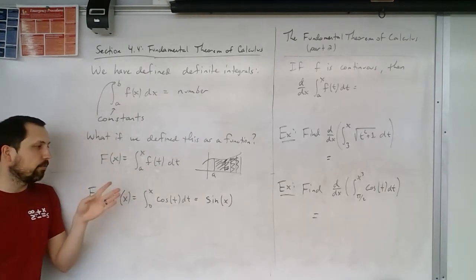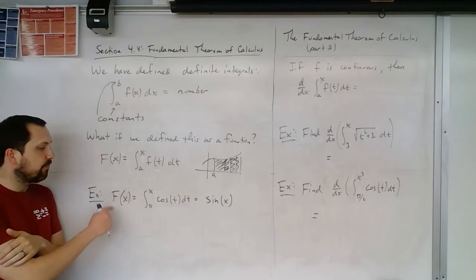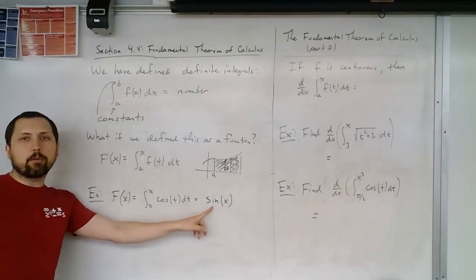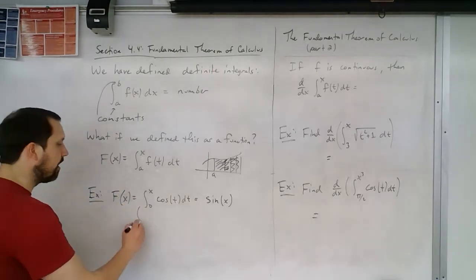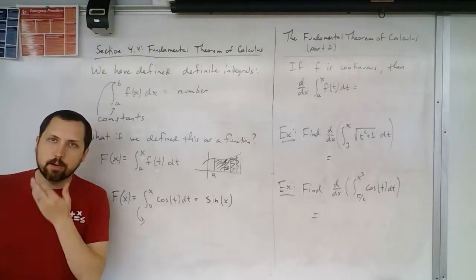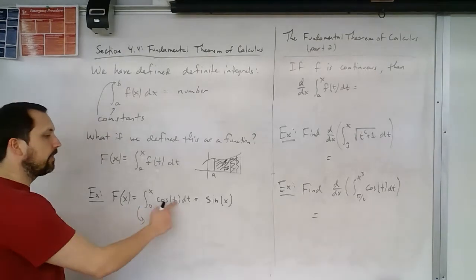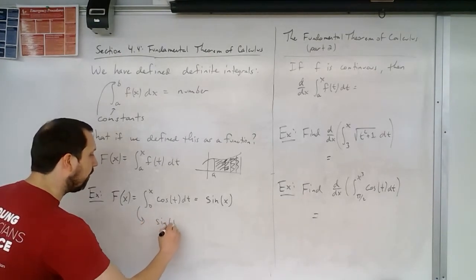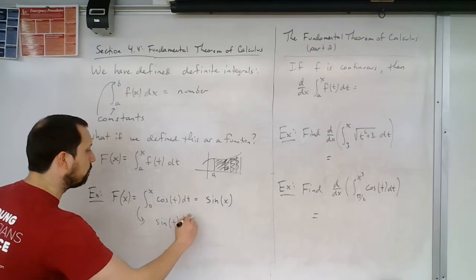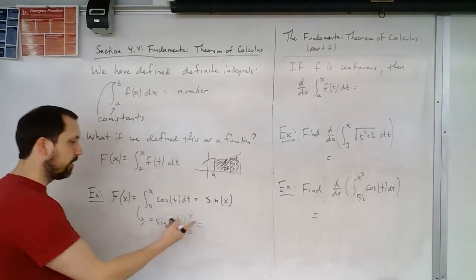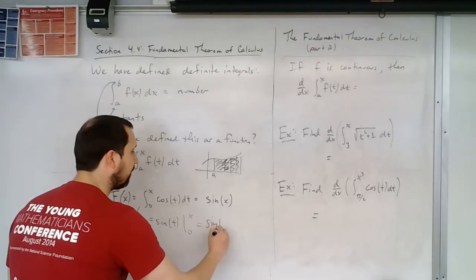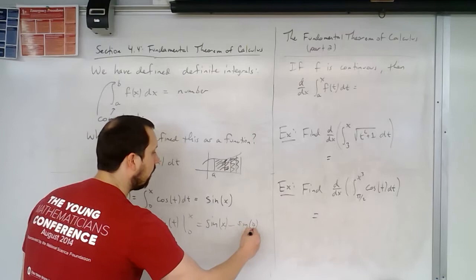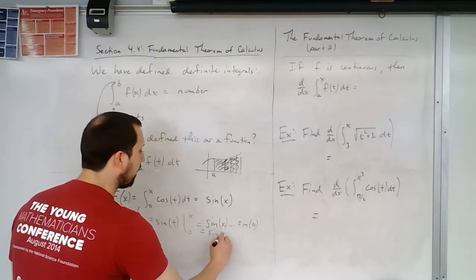If we take a look at an example, if I define this capital F of x to be this thing here, this is going to be equal to sine x. How we know that is because if we apply the fundamental theorem of calculus part 1, I would take the antiderivative of cosine. This would become sine of t. I evaluate this from 0 to x. I plug in the top number first, I have sine of x minus sine of 0. So this is equal to sine x.